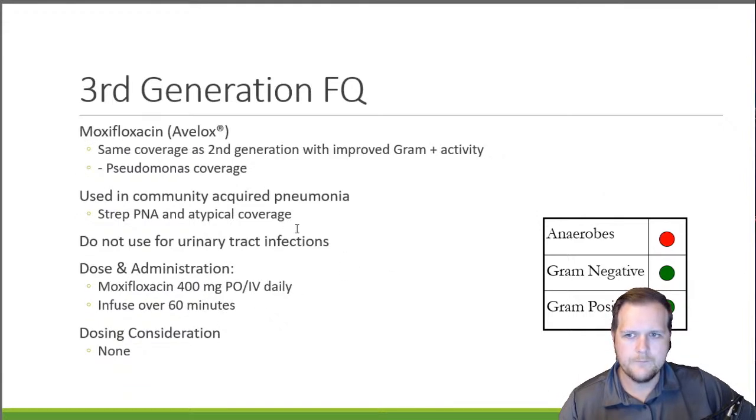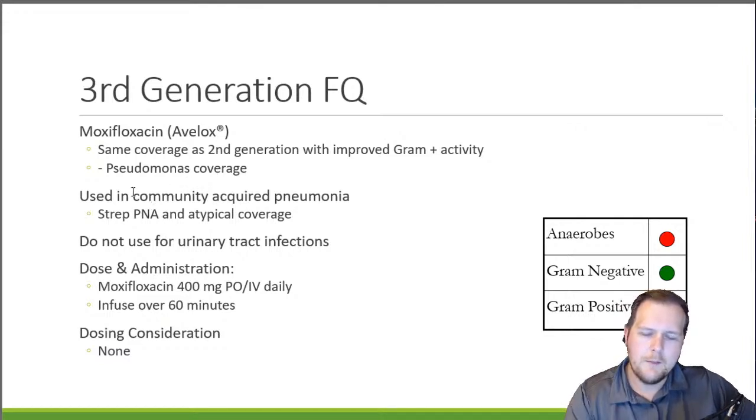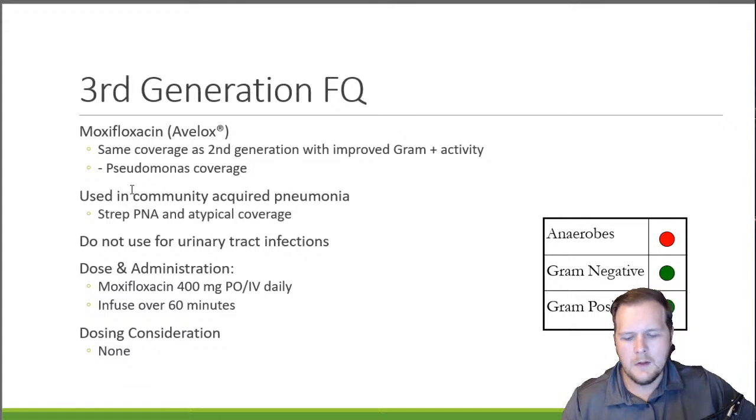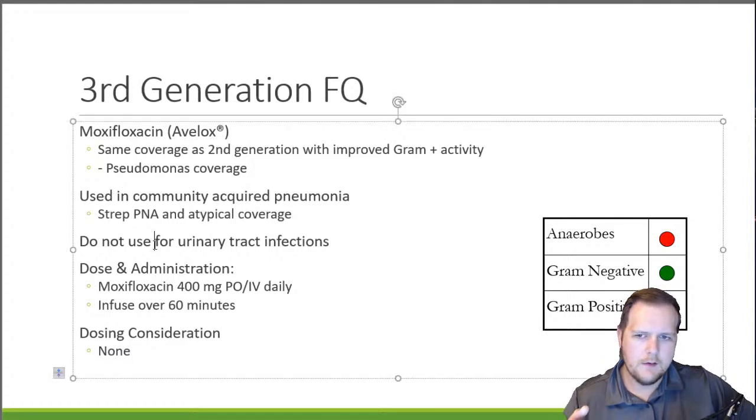Okay. And then we have moxifloxacin or Avelox. This one's the interesting one because, one, it doesn't have great pseudomonal coverage, so you probably won't use it for a lot of pneumonias right off the bat, unless it's more of a community-acquired one where you weren't thinking about Pseudomonas. However, you do not want to use this for urinary tract infections.